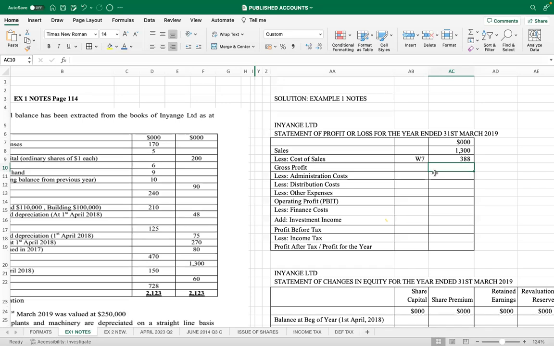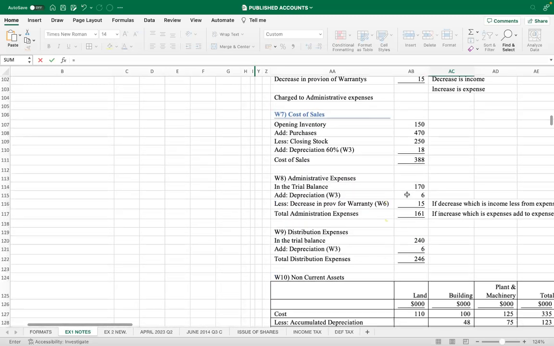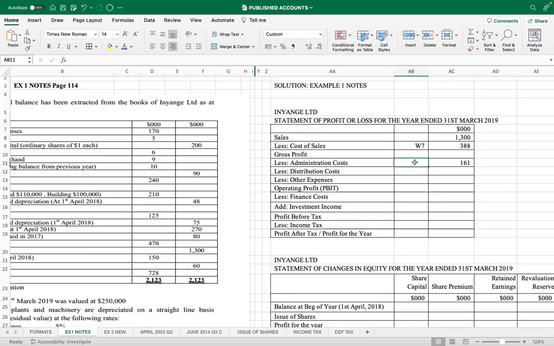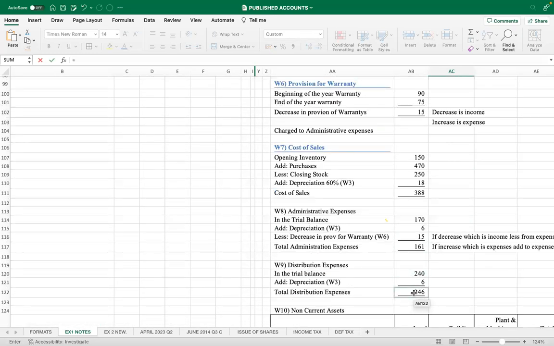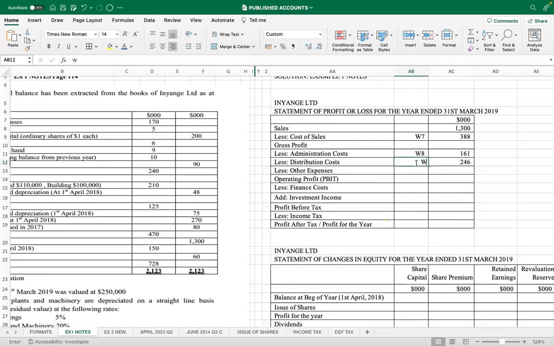Let me look for admin expenses. Admin expenses was working 8. There is distribution expenses, working 9. There were no other expenses in this question.